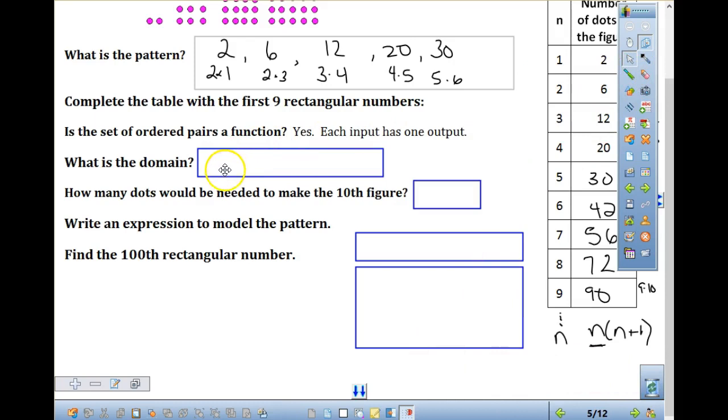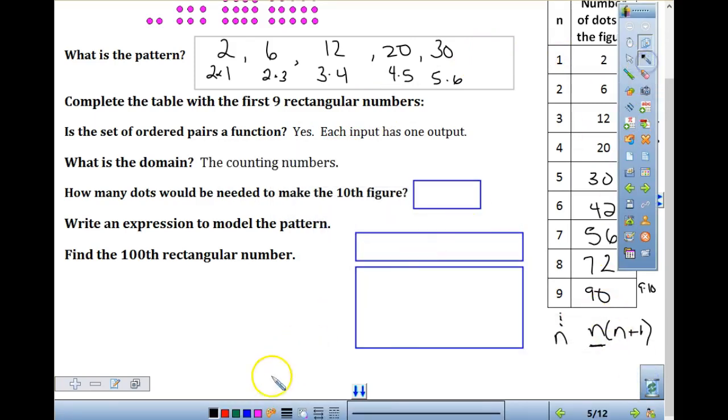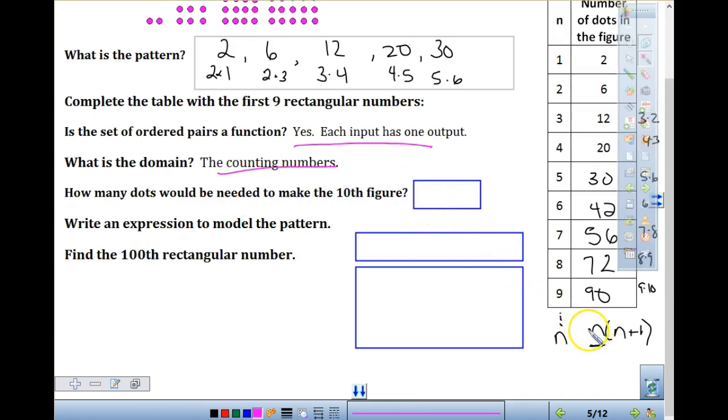If we are looking at the next one, the domain, what did we say the kind of numbers that are going to be in our domain? They are only our counting numbers. Okay. So when we are looking at those, yes, it's a function. We have our counting numbers, and it says how many dots are needed for the 10th figure. Well, we only got up to the 9th. But if we were going to do the 10th, we should have 110, right? Because we're taking 10 times 11. 10 times 11 is 110.